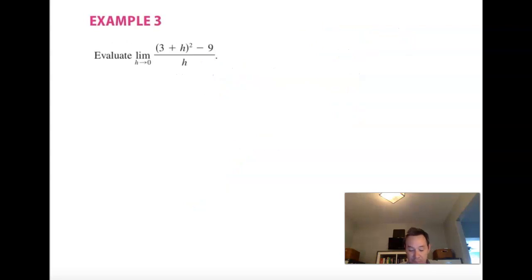All right, what about this one? Okay, right away, if we try direct substitution, we take 0, we plug it in for h. Notice what we get. We would have 3 squared minus 9 over 0. That's 0 over 0, which again, we say is an indeterminate form.